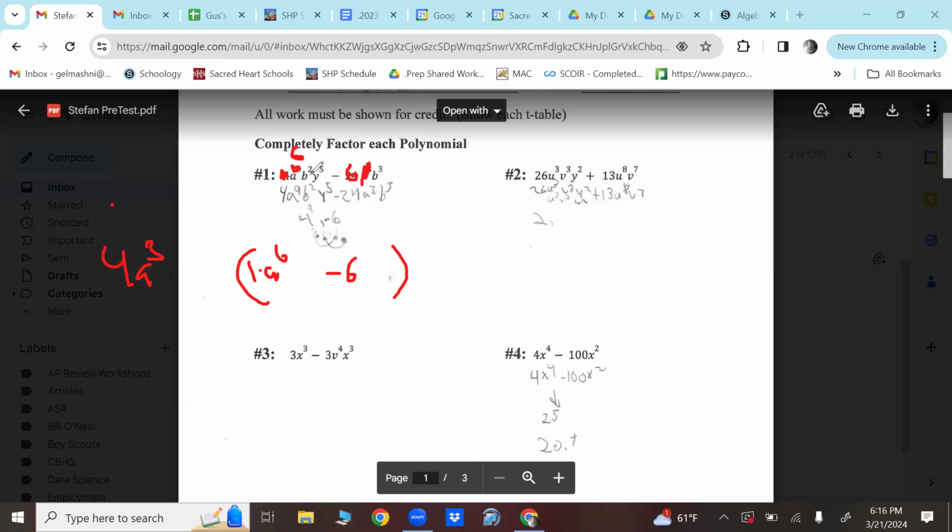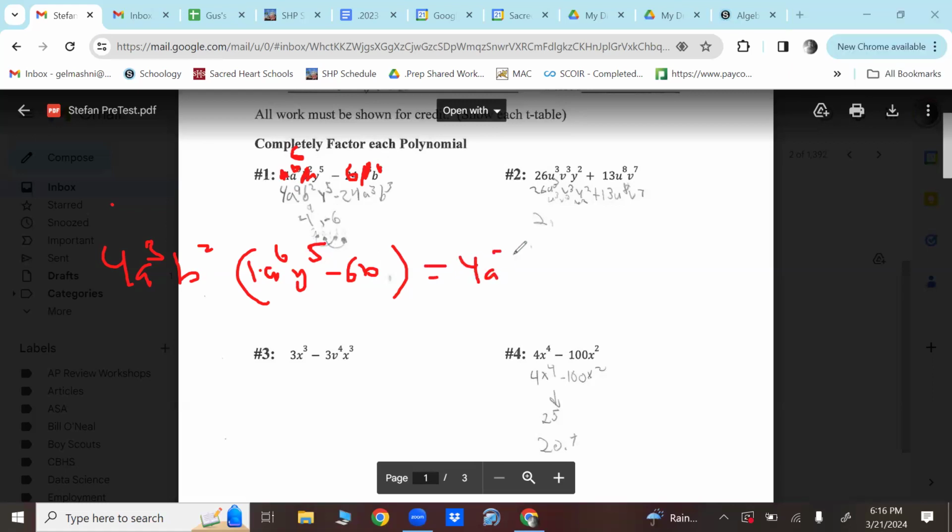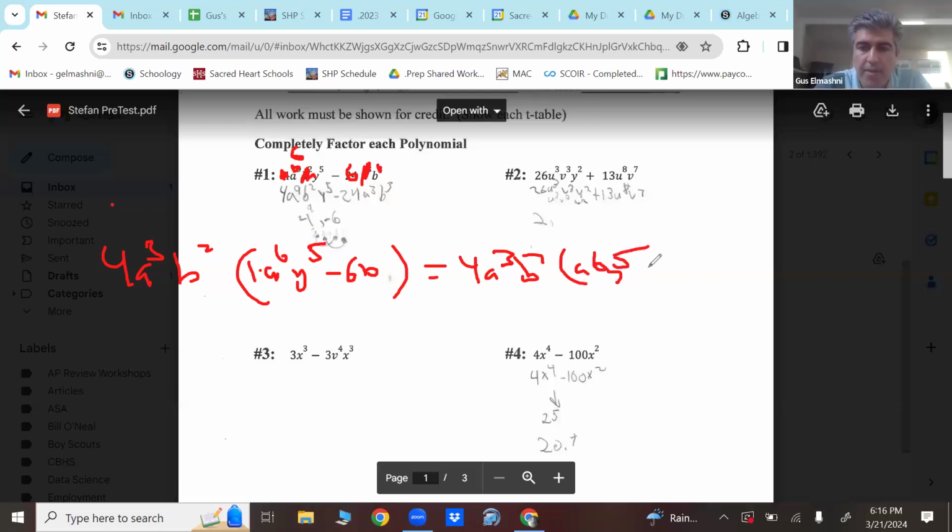Now B2 and B3, which one's smaller? B2. So B2 comes out, that goes away, and that becomes B1. And then you have a Y5, so be it. And that's it. It's that simple, very clean. 4A3B squared, A6Y5 minus 6B.